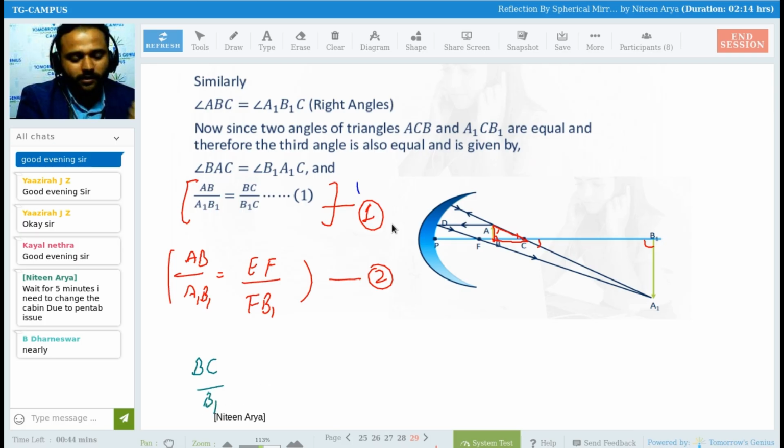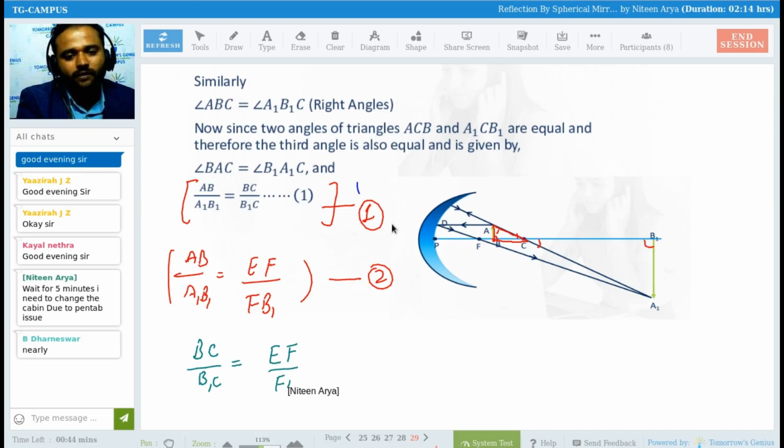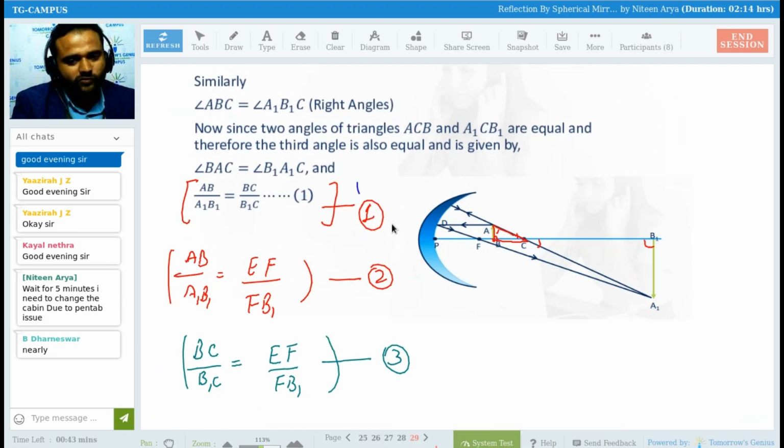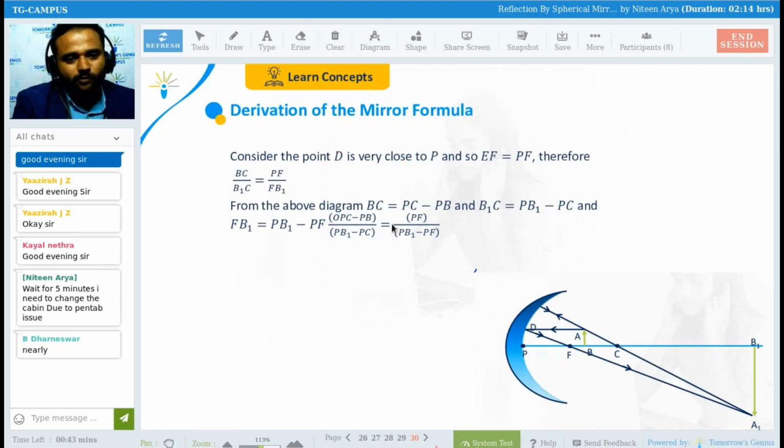BC upon B1C, combining equation 1 and 2, BC upon B1C equals to what? EF upon FB1. Clear? This is my equation number 3. Now is it clear, everyone? Is this clear with everyone? Okay. So this is the derivation till now that we have learned.